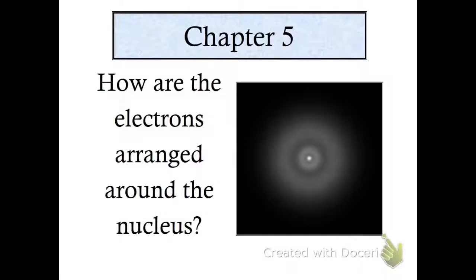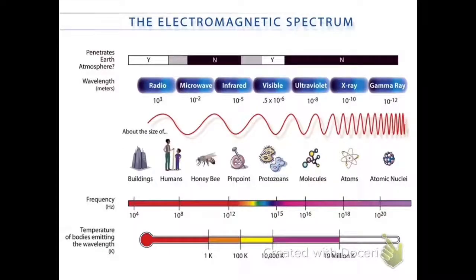Hello, Mr. Collier here. Today we're going to start our discussion of Chapter 5, which is all about electrons. By the end of this series of notes, you'll understand how the electrons are arranged around the nucleus. But first we need to back up a little bit and talk about the electromagnetic spectrum.